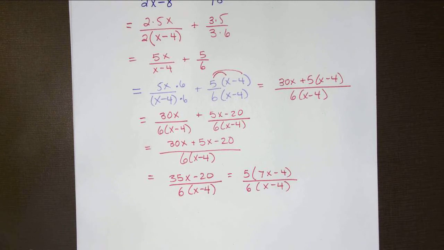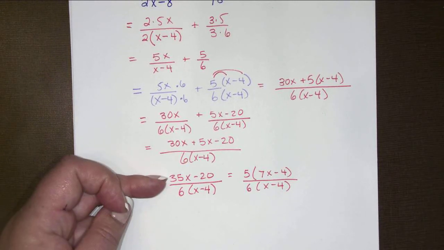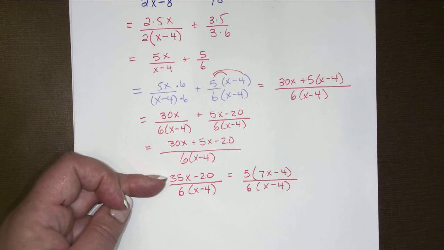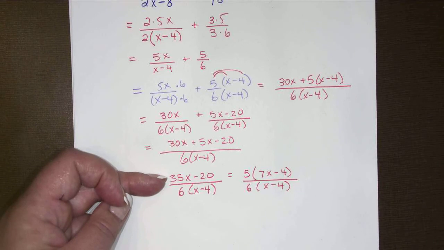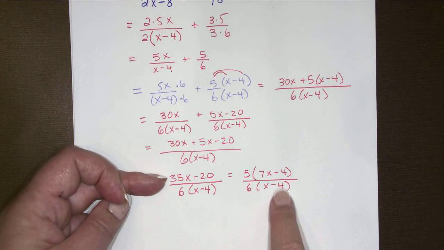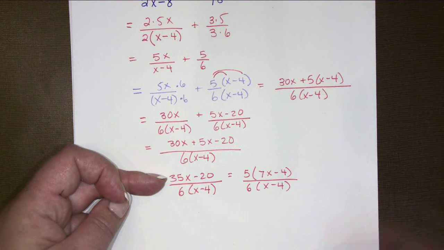But you can appreciate that maybe if that did simplify and we pulled out maybe a 2 or something, then we could have canceled it, or a 6, then we could have canceled it. So it's better to leave the bottom factored so that you can check for that kind of thing.